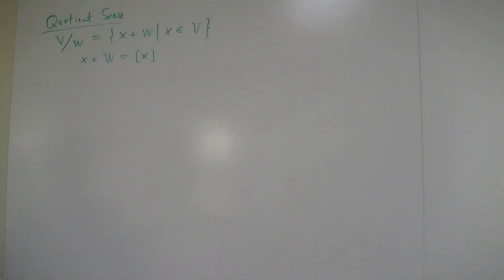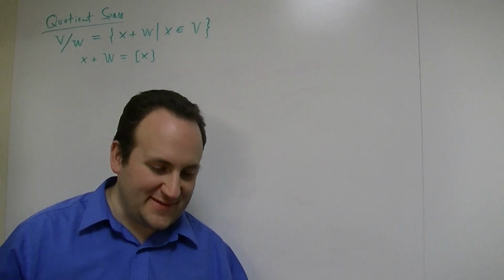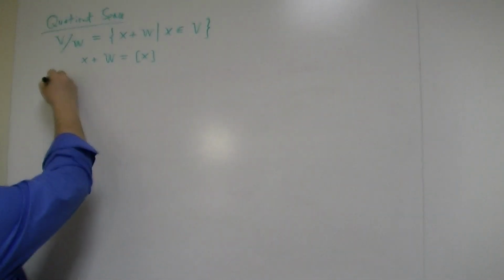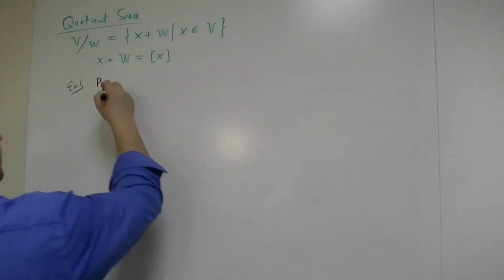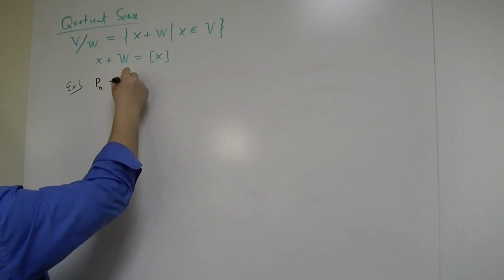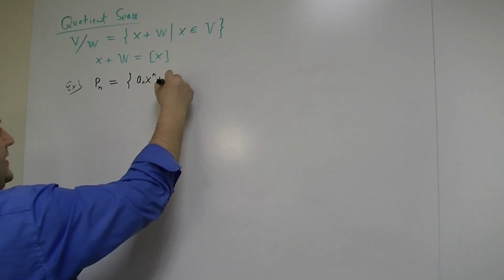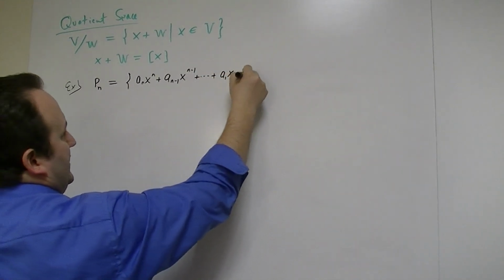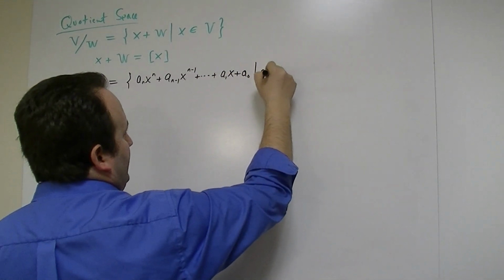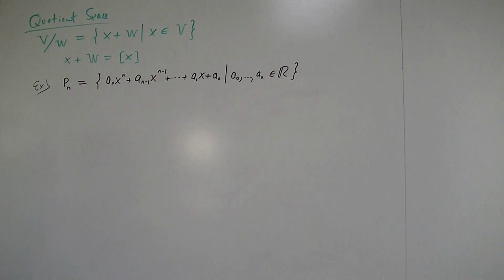Okay, so we can also look at more abstract quotients. For example, here's one I like. Suppose you have nth order polynomials. So that would be a_n x to the n plus a_{n-1} x to the n minus 1 plus and so on, plus a_1 x plus a_0, such that a_0 through a_n are real numbers. That's my vector space, all right?